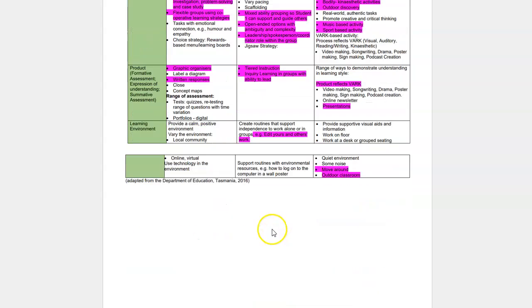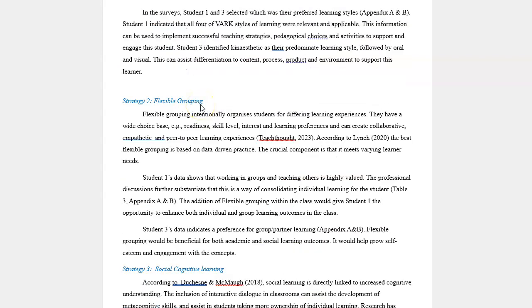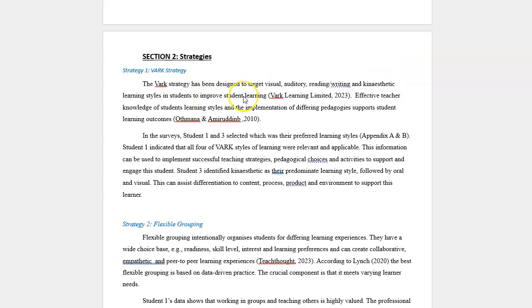So in this next section, although it's a different student, I will see the elaboration of their strategies. They were different to the tables you just saw, but this student's chosen 4 strategies. So the VARC strategy, notice there's 2 paragraphs, 3 paragraphs here. It unpacks the VARC strategy, and it has an academic justification.